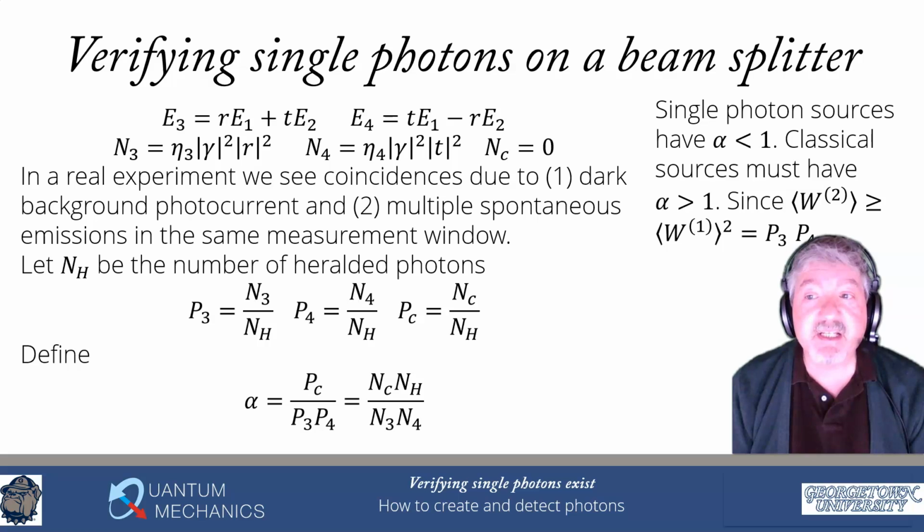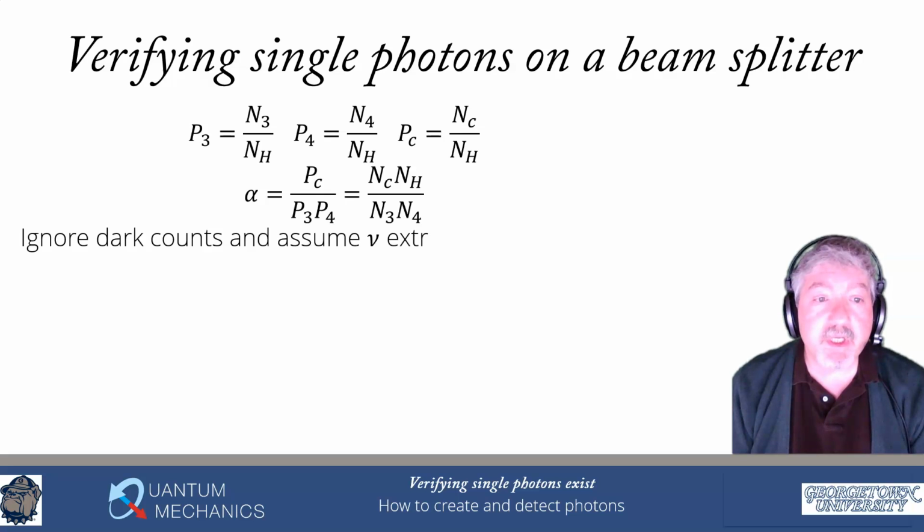Now, it turns out that single photon sources will have alpha less than 1, and classical photon sources must have alpha greater than 0. The requirement for alpha greater than 0 comes from the fact that the 2-photon detection probability is greater than or equal to the square of the single photon detection probability when I have a classical light source. We're going to go over that in just a little bit to verify that for you. But for the moment, just assume that that's true. That then tells me that those coincidences are given by the product of P3 times P4 times NH. And then you see that I'm going to get alpha equals 1 when I plug into that formula below.